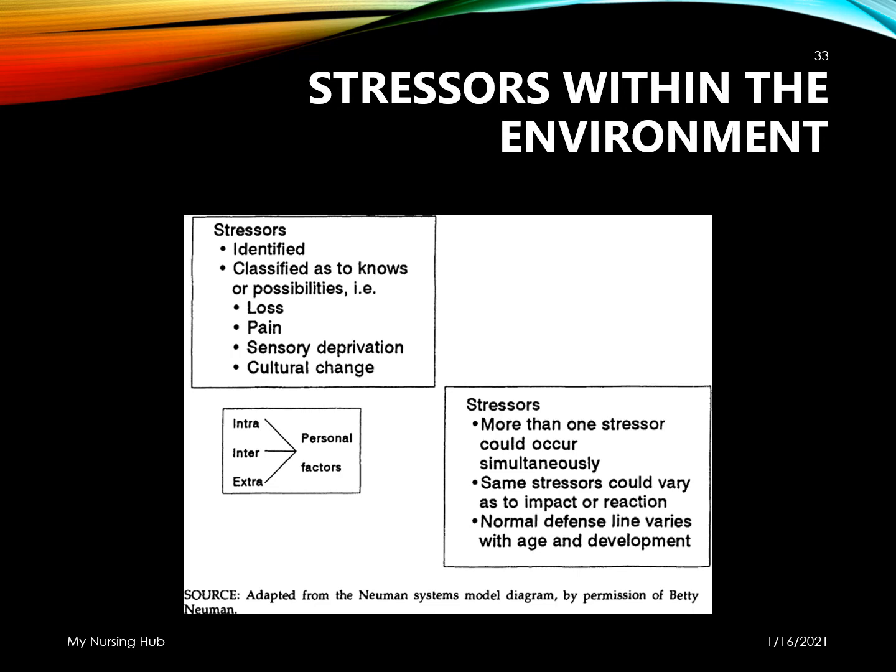So the stressors can be identified and classified as to knowns or possibilities, that is, loss of someone close to us, or any pain, or sensory deprivation, or cultural change. So these can be a stressor. And our personal factors, that is intrapersonal, interpersonal or extrapersonal factors, can be a stressor. More than one stressor could occur simultaneously, or the same stressors could vary as to impact or reaction. A normal defense line varies with age and development.